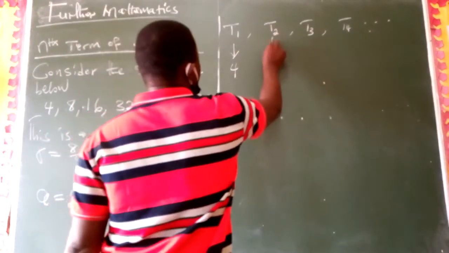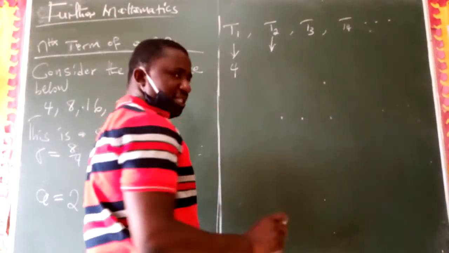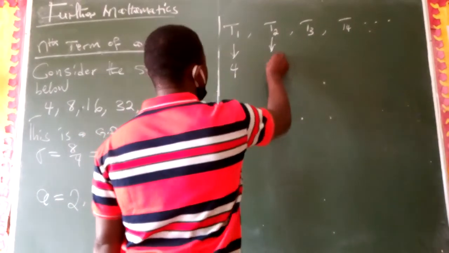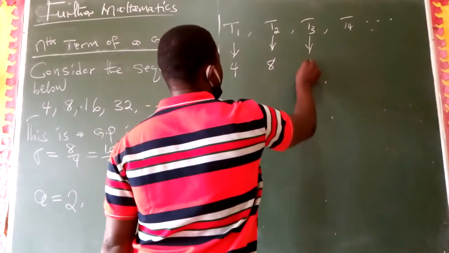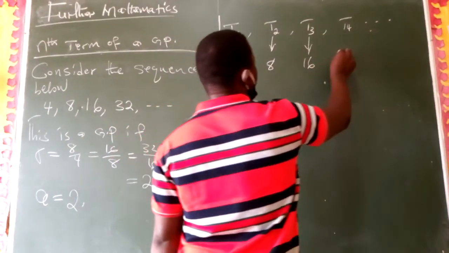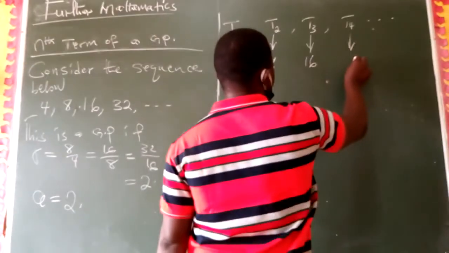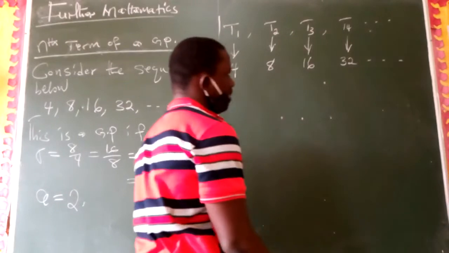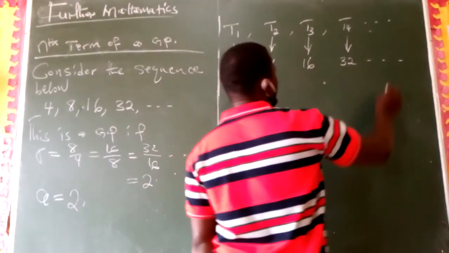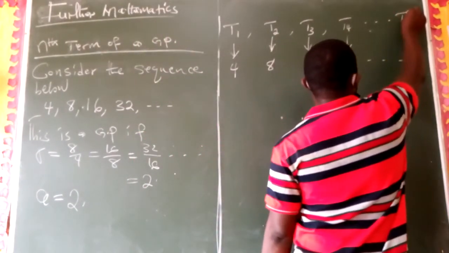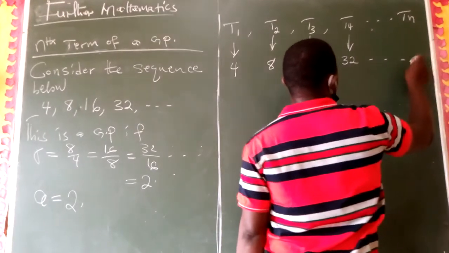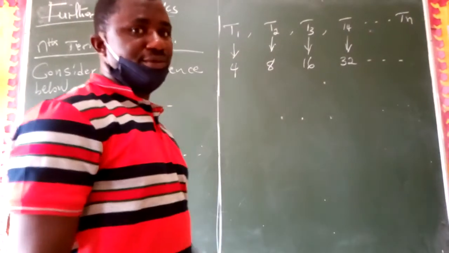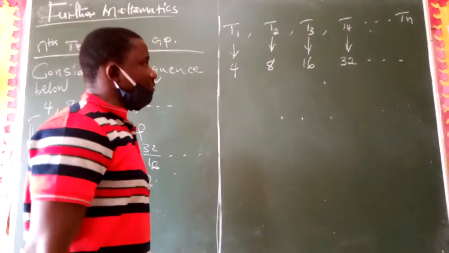The second term is what? Somebody? The second term is 8, right? The third term is 16. The fourth term is 32. And so on. That is it. We do not know the nth term, Tn. We don't know it, but we are going to find out an expression for it right now. Just study this pattern very well.